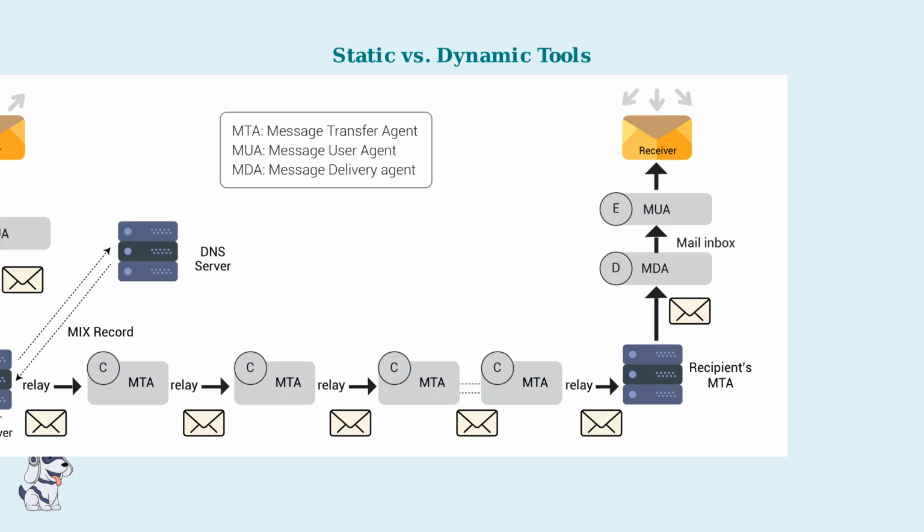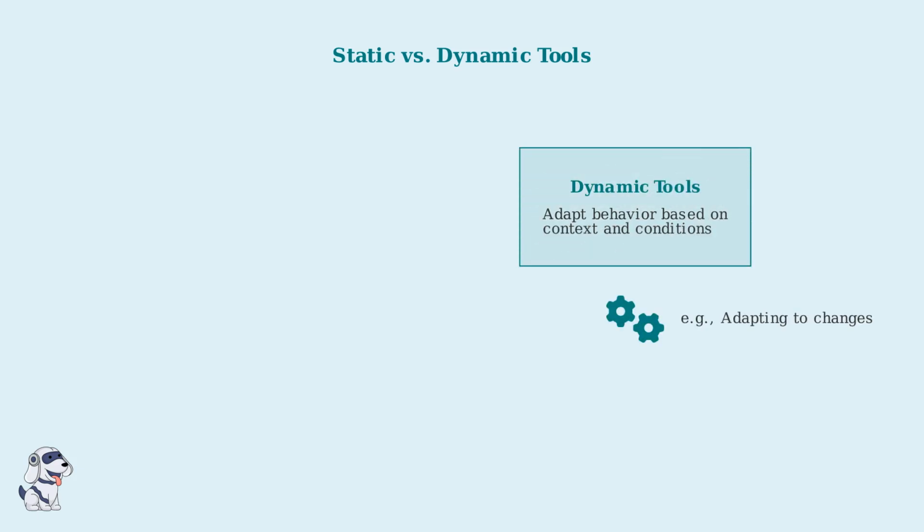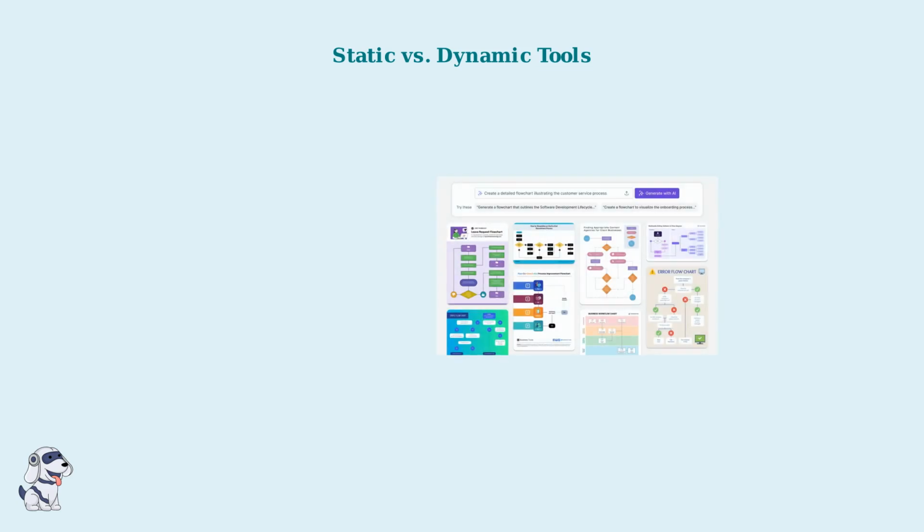Static tools perform predetermined actions with fixed functionality, like sending emails or retrieving specific data. Dynamic tools adapt their behavior based on context and changing conditions, as shown in workflow diagrams.